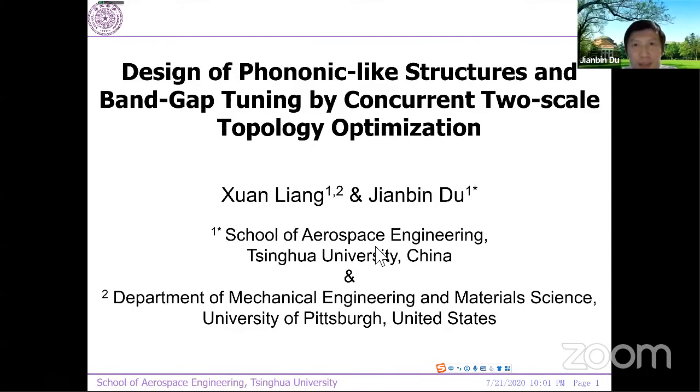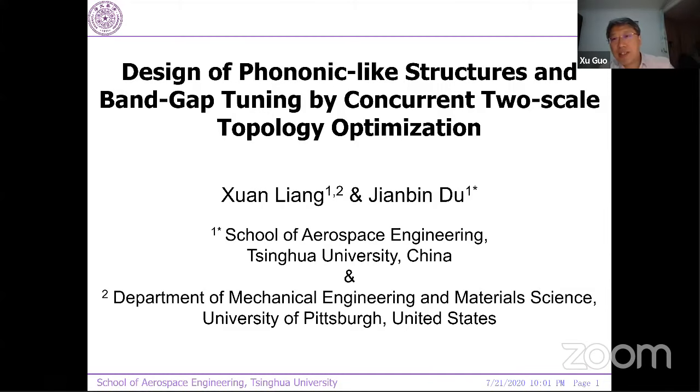Okay, thank you, Professor Guo. I will share my screen. Can you see the screen? Perfect. Hello, everybody. My name is Jianbin Du. I'm from Tsinghua University. The topic of my presentation is concerned with the design of phononic-like structures and band gap tuning by concurrent two-scale topology optimization. This is co-work with my former student, Dr. Xuan Liang.